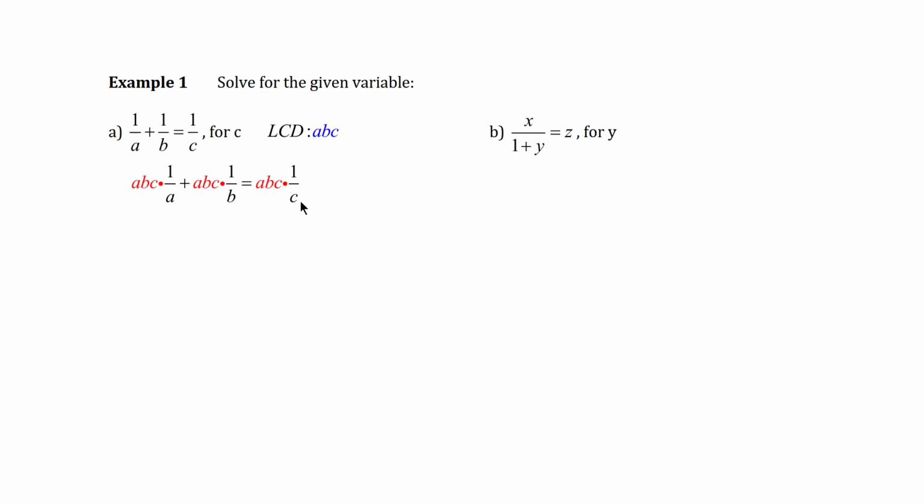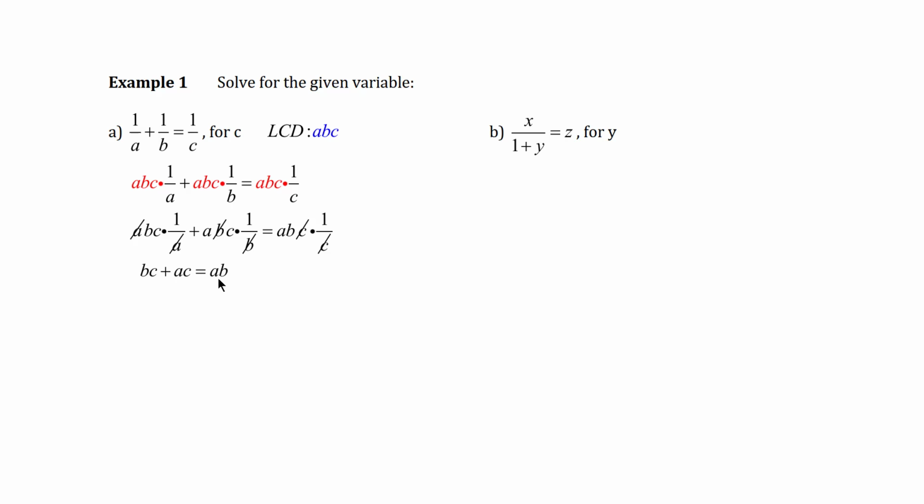Next, we simplify the equation, starting with the first term. We could cancel out the A's. We get BC times 1 is BC. For the second term, we could cancel out the B's. We get AC times 1, which is AC. And for the third term, the C's will cancel out, and we have AB times 1, which is AB. The result is BC plus AC equals AB.